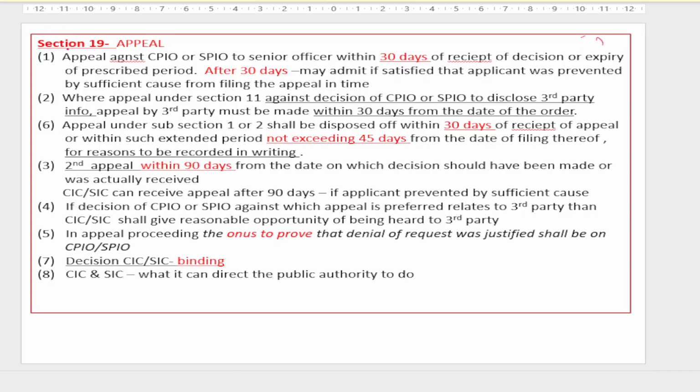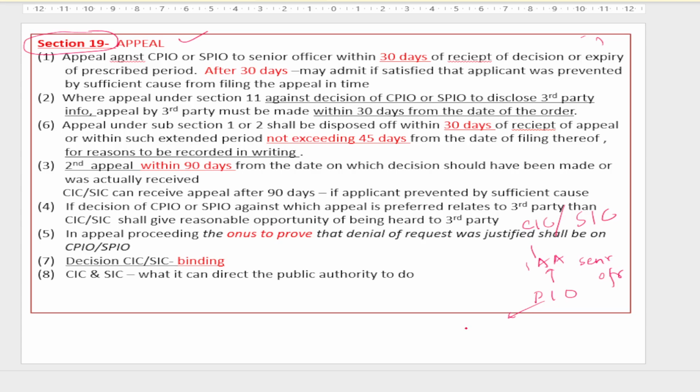Now we move on to the next very important section, that is section 19 of the RTI Act. It deals with the appellate procedure under the RTI Act. So we know that the first level is the PIO, then there is the first appellate authority, which is usually the senior officer within the department, and then there is the second appellate authority, which is usually the Central Information Commission or the State Information Commission. So this is the mechanism, the structure under RTI.